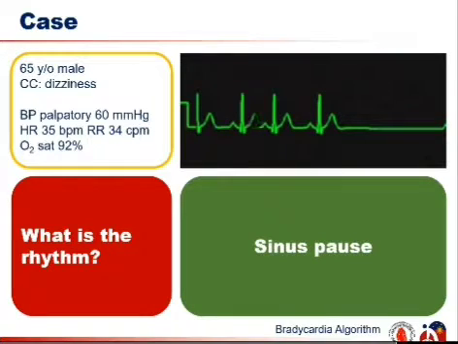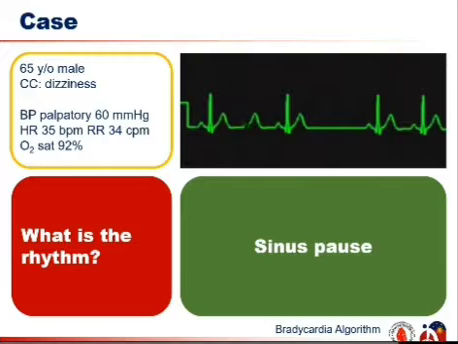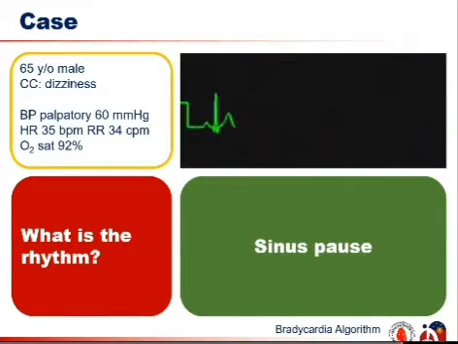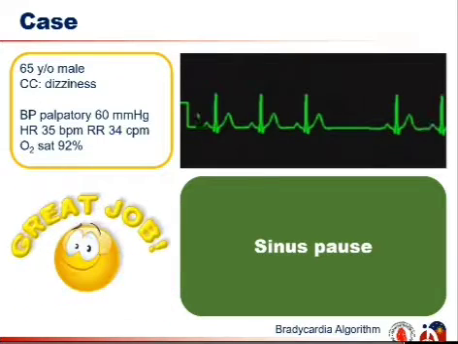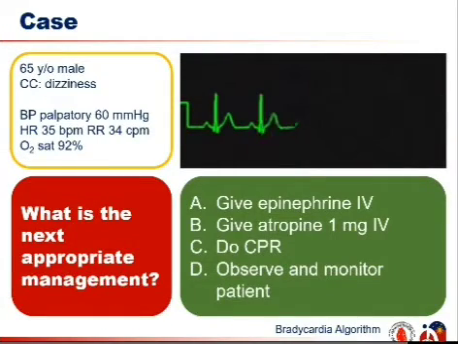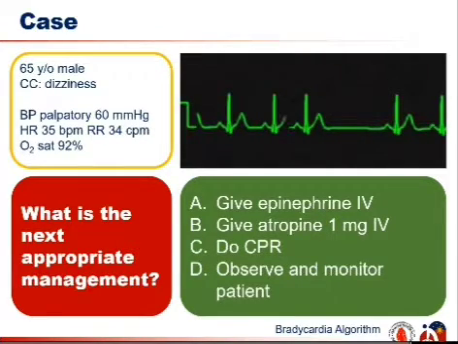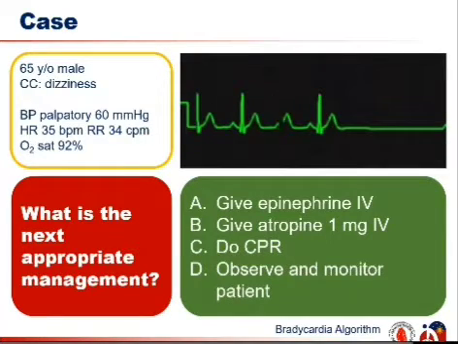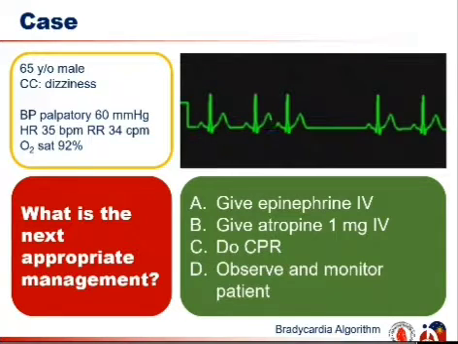The answer is sinus pause. After a regularly occurring PQRS complex, the SA node fails to fire, thus a sinus pause is appreciated. Did you get it? Good job. What is the next step? A. Give epinephrine IV. B. Give atropine 1 mg IV. C. Do CPR. Or D. Observe and monitor patient.